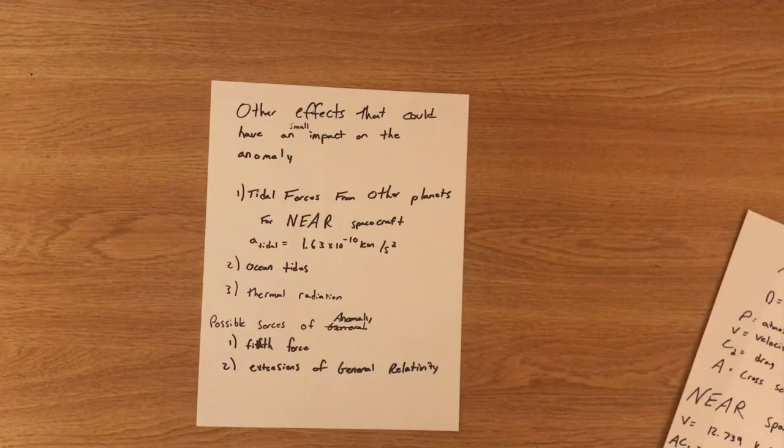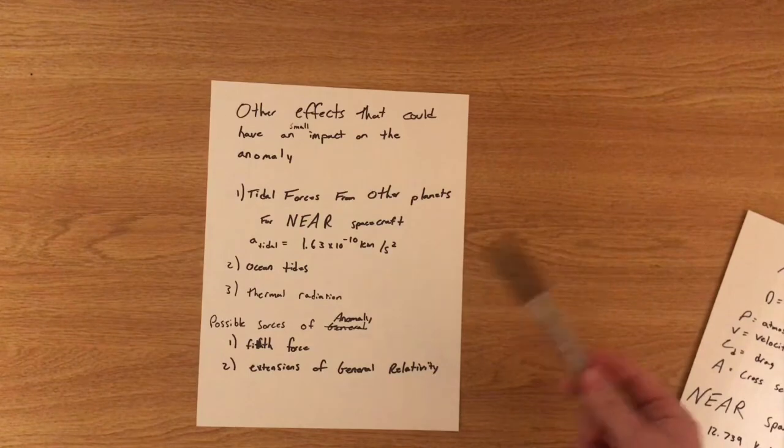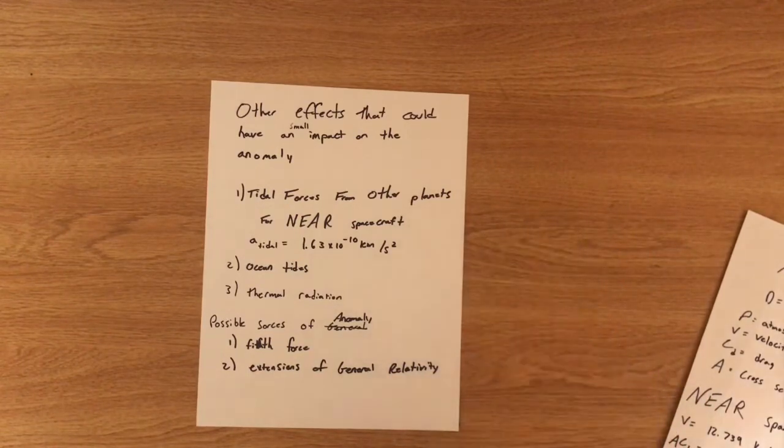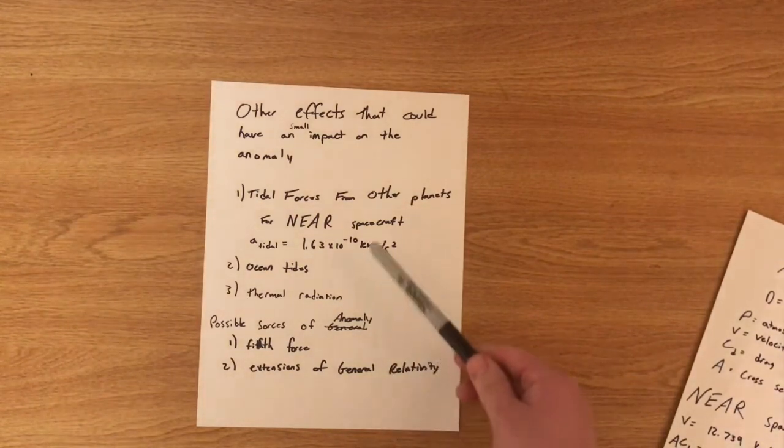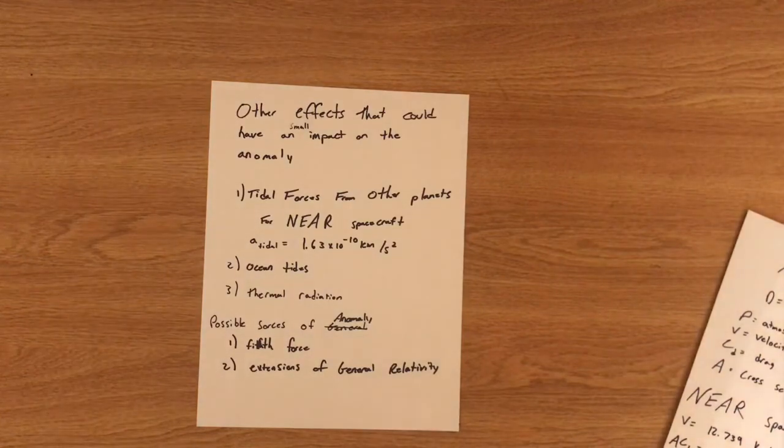Other effects that could have a small impact on the Flyby Anomaly are the tidal forces from other planets. In this case, Jupiter, which produces a tidal force of 1.63 times 10 to the negative 10 kilometers per second squared, which is again a small number, so that can be neglected. Other forces that can be neglected are ocean tides and thermal radiation. The effects of these are even smaller than the tidal forces from other planets like Jupiter.